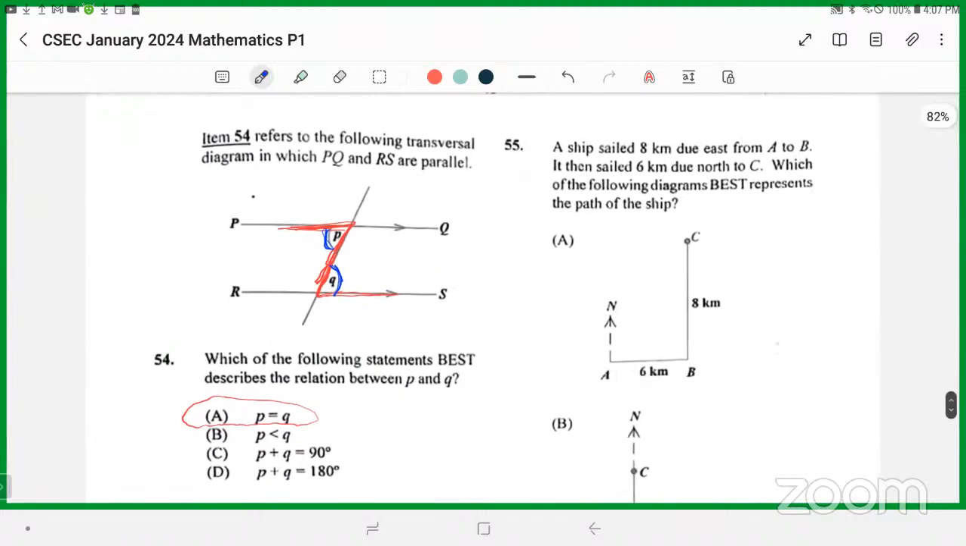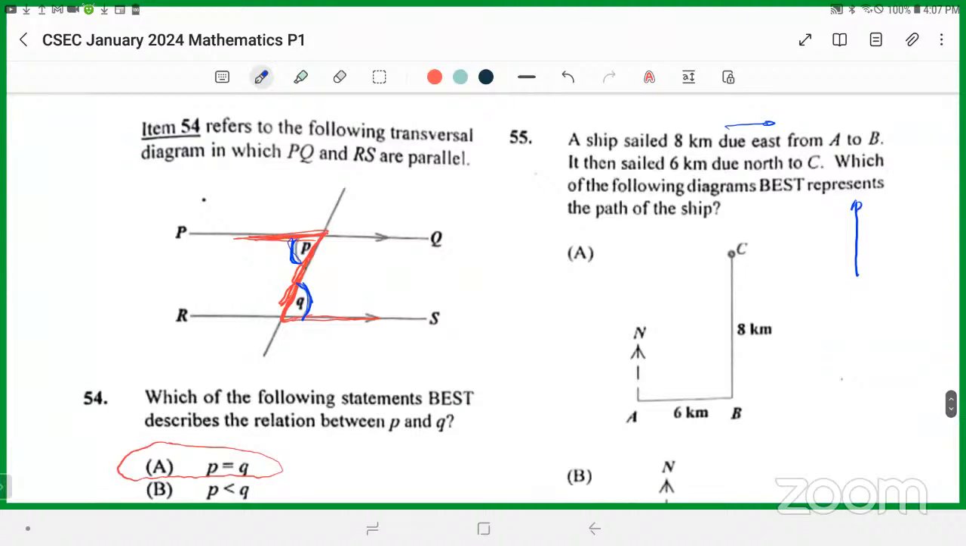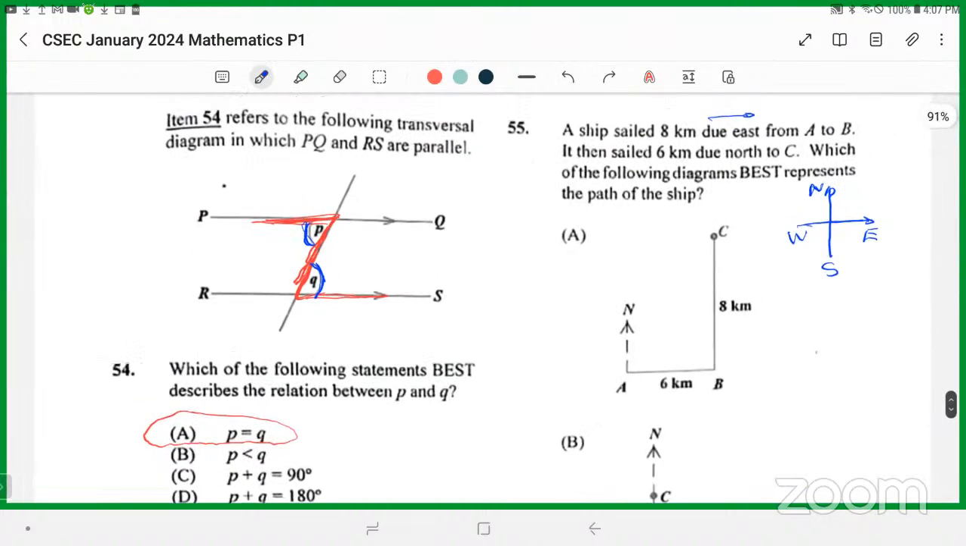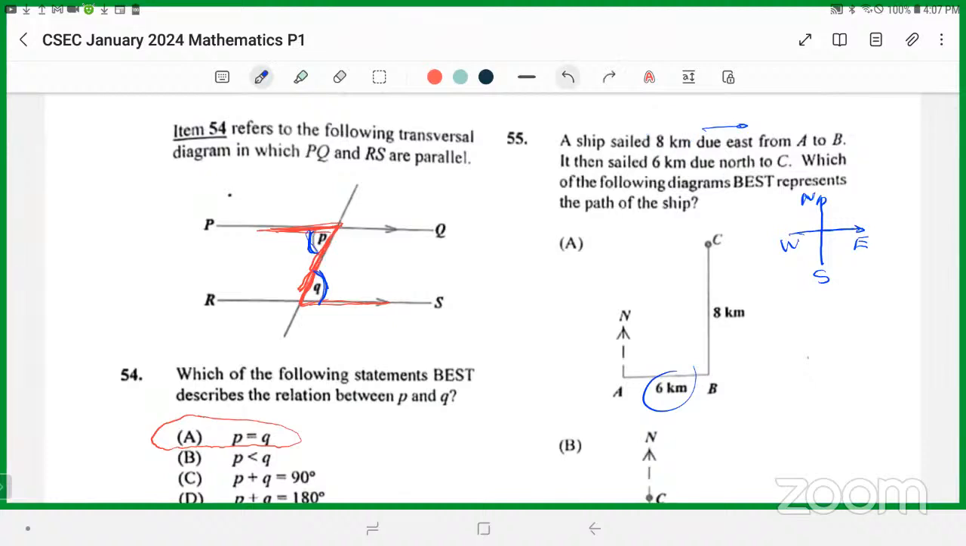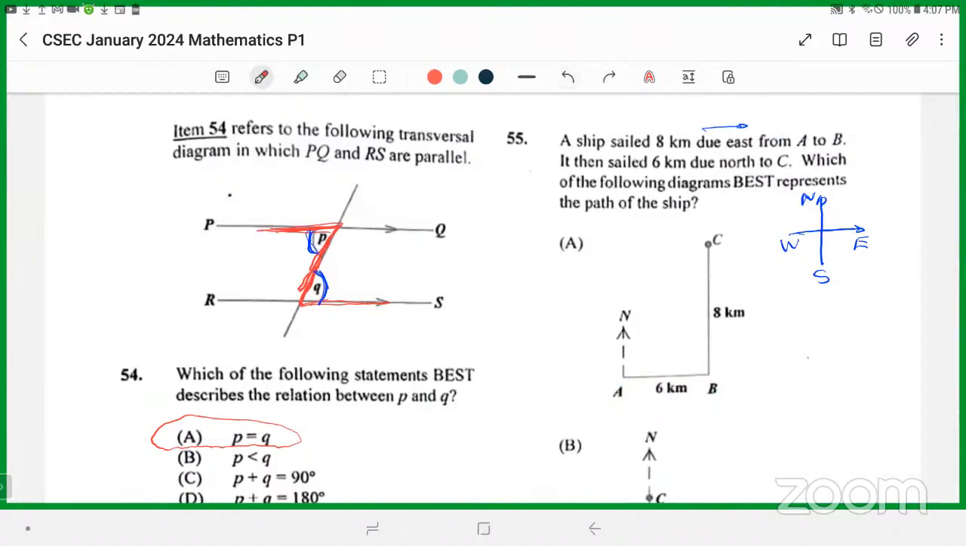Number 55 says, a ship sailed 8 kilometers due east from A to B. Due east means towards the east. Remember, our coordinate system is set up this way: east across here, always remember that, and then this is the north and down here is south. So if you go due east, you go towards the east from A to B. This one will be okay. You say go 8 kilometers. This one is wrong already because this is only 6. That one is wrong.